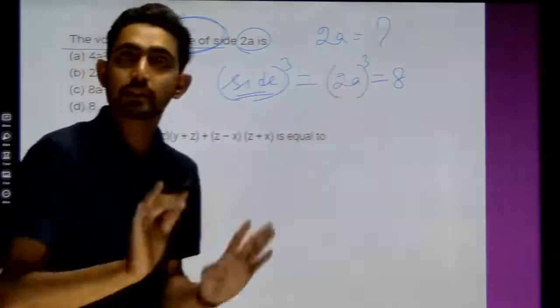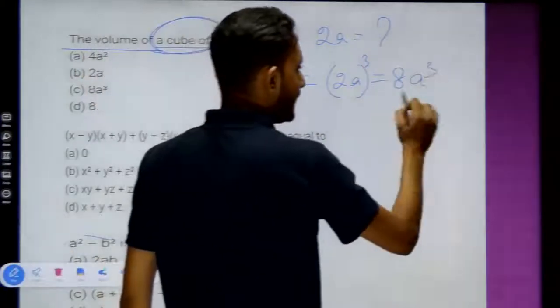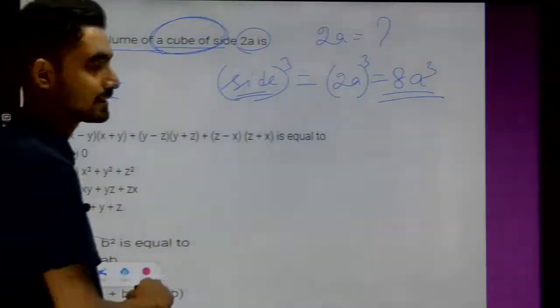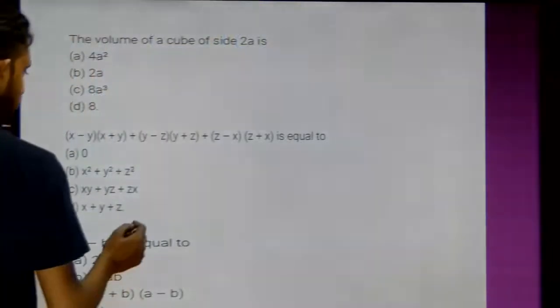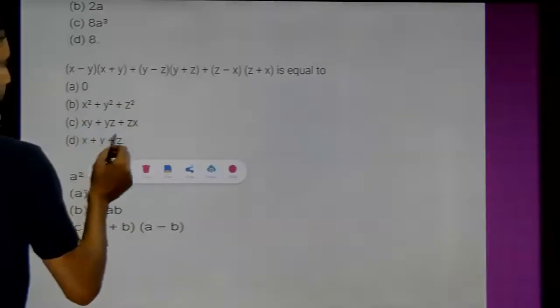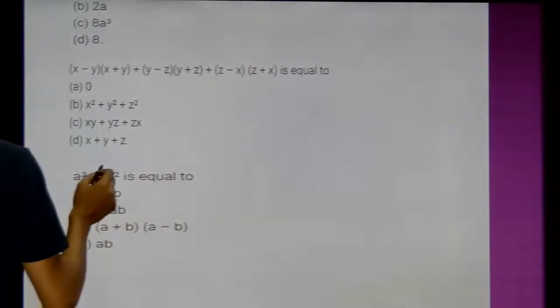That's why we can say here the side is equals to 2a, and the cube of 2a: the cube of 2 is 8. And what you people do is take the cube of 2 only and stop. It is not the correct answer. A cube also. That's why we can say 8a cube is the 100% correct answer. Okay, option number C is the correct answer. Very good. Now we'll move to the next question. Let's see.